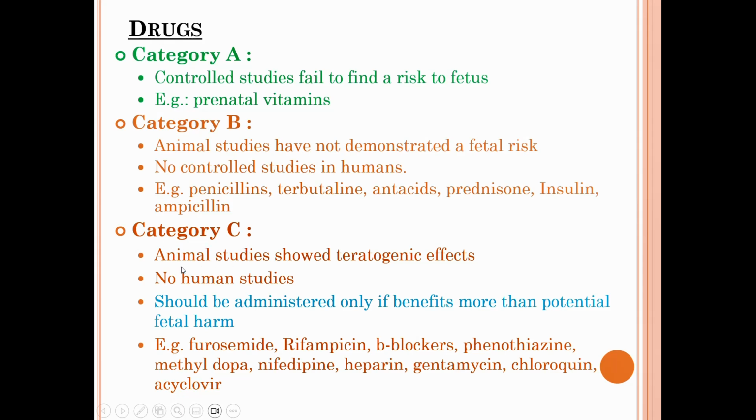Category C, these are the drugs where animal studies showed teratogenic effect but no human study is done. Should be administered only if benefits are more than the potential harm. So for example, furosemide, rifampicin, beta blocker, phenothiazine, methyl dopa, nifedipine, heparin, gentamicin, chloroquine, acyclovir. So these are the different categories. Category A can be given to the pregnant ladies, but for the remaining two, it has to be checked and then only it can be given.